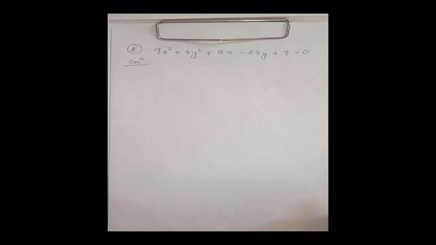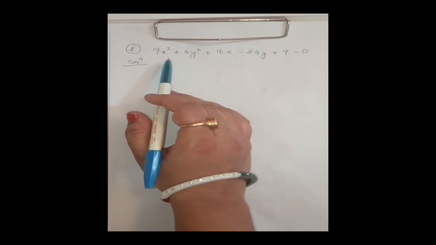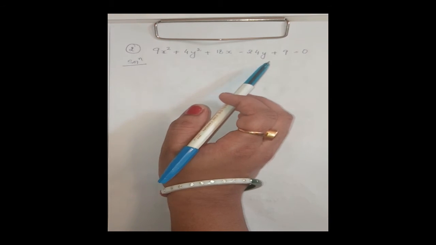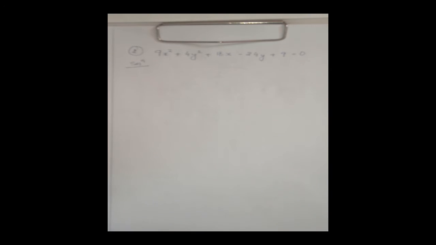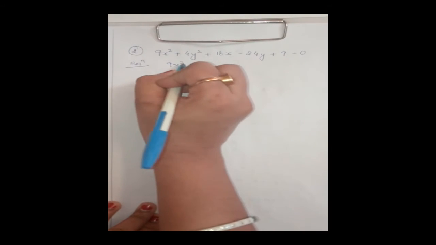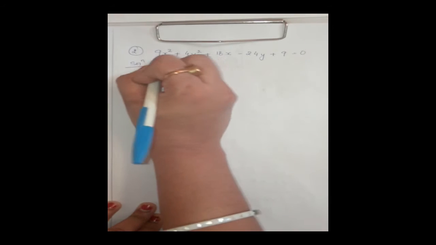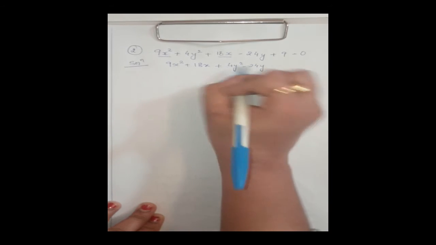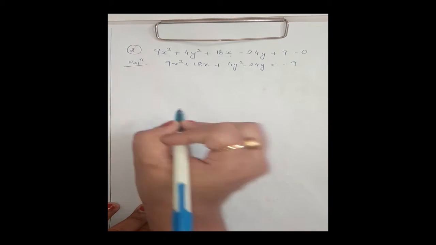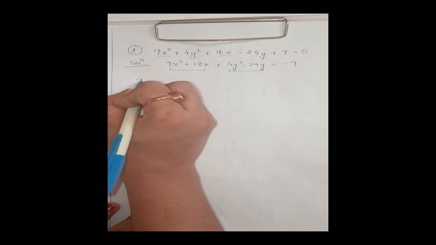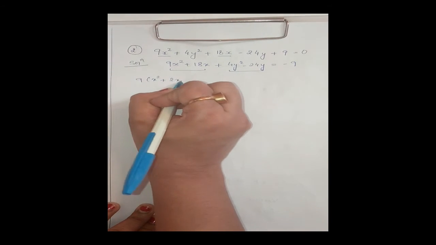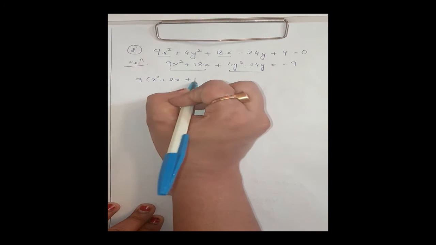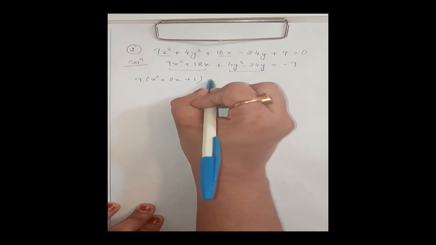Now see the second question. This is 9x square plus 4y square plus 18x minus 24y plus 9 is equal to 0. Now I can write it like this: 9x square plus 18x, taking the x terms on the same side, plus 4y square minus 24y, and the y terms on the same side, is equal to minus 9. Now this can be written as 9 times (x square plus 2x). We want a whole square here. So adding 1 here, this will be (x plus 1) whole square, plus 4 common.